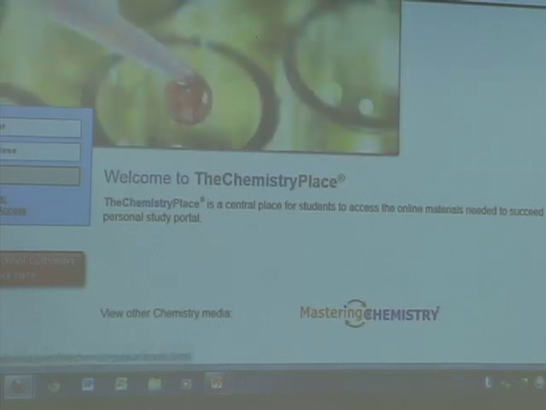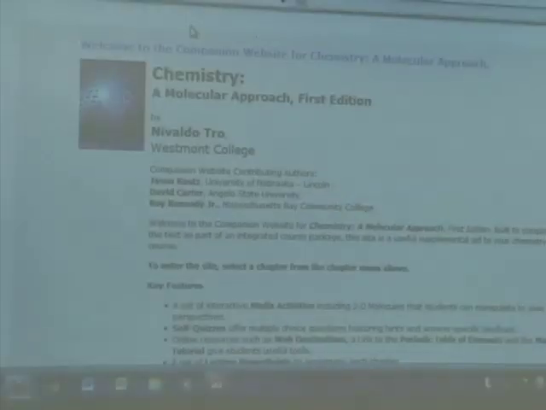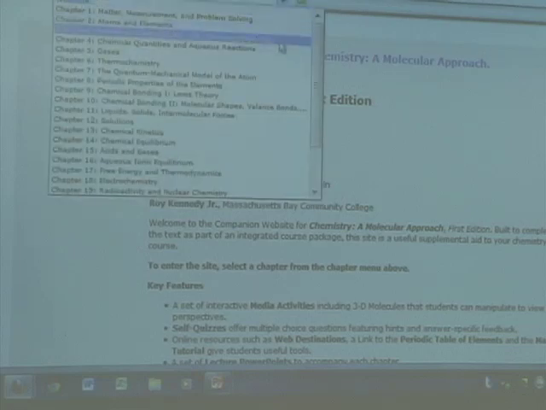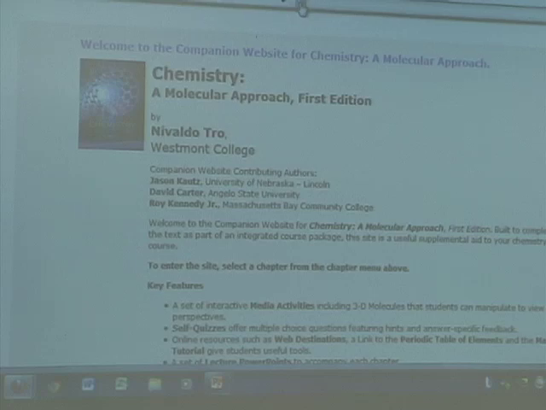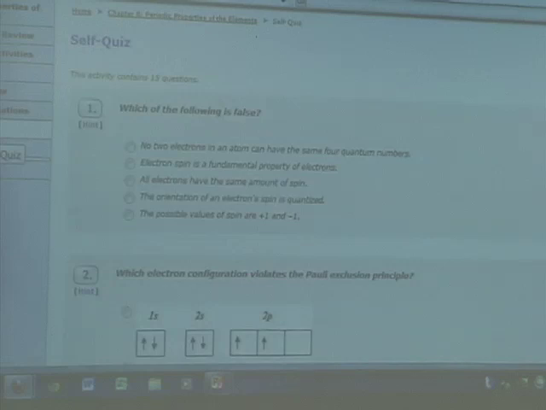So then you click on the books available, right? Click on books available. Oh, somehow you have to pay for it. No, it's free, and they're strong, right? And then if we go to chapter 8, this is actually a nice place to go, and here are the self-quiz. So which of the following would be false?